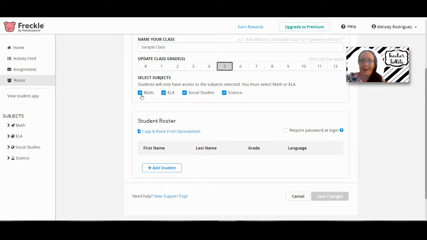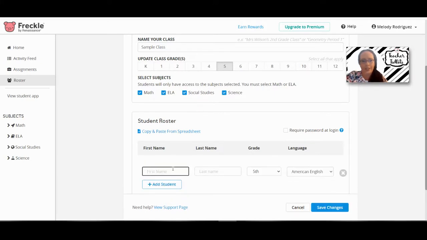But what I want to point out is that you can either assign specific assignments to your students, or they can log in for just some ongoing practice. If you are, for instance, only using Freckle for math, you may not want your students to be able to do ongoing practice in ELA, social studies, or science. So in that case, you can actually toggle these off so that your students only have access to the subject you want them to practice. For the purposes of this video, I'm actually going to leave all 4 subjects on.